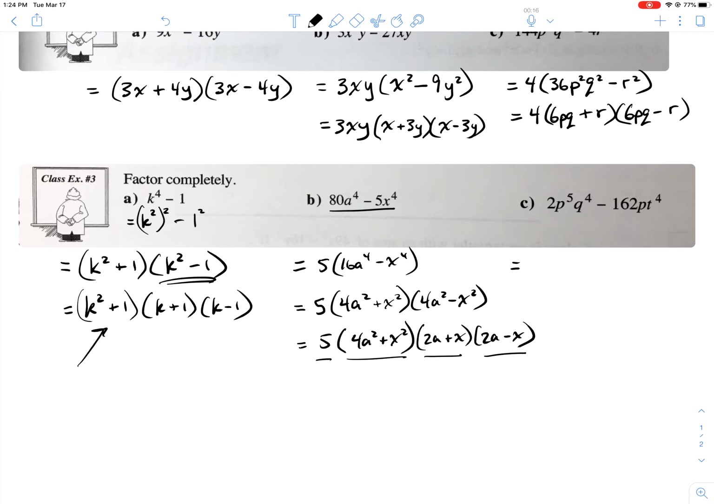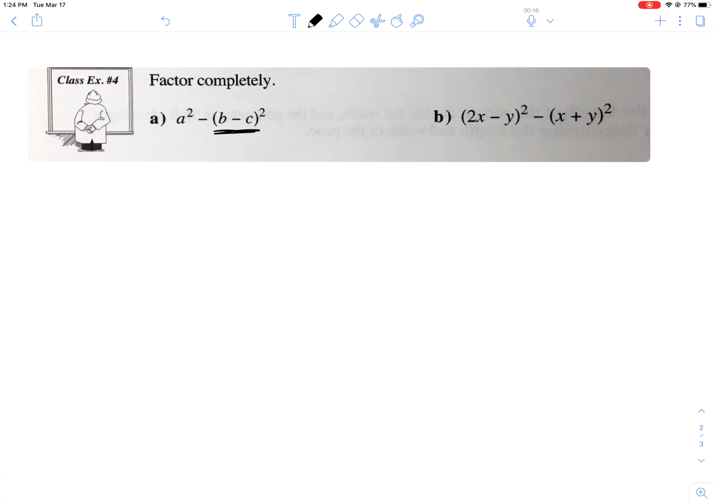Next, example 4, we have two terms. These brackets here mean that we have a single term. We're grouping these as b and c, but we're squaring it to turn it into a single term. But I do recognize that this is a square and this is a square because of that exponent. So I can say a plus, a minus, and what's the square root of (b minus c) squared? Well, that's just b minus c in brackets, and b minus c in brackets.